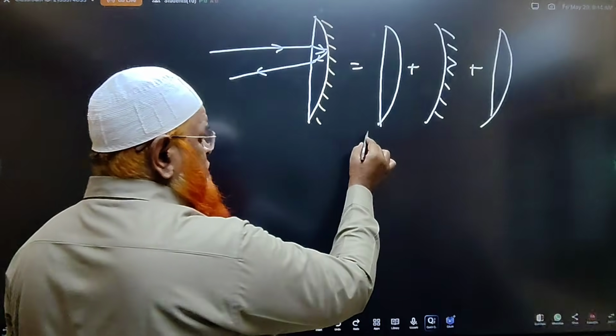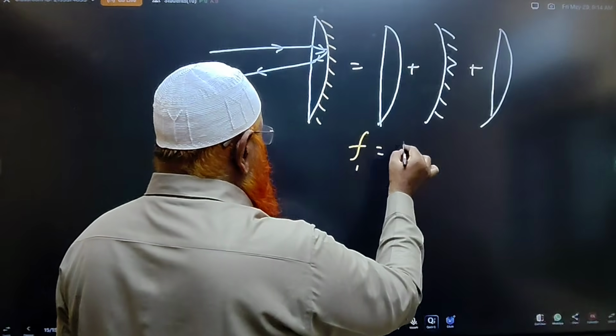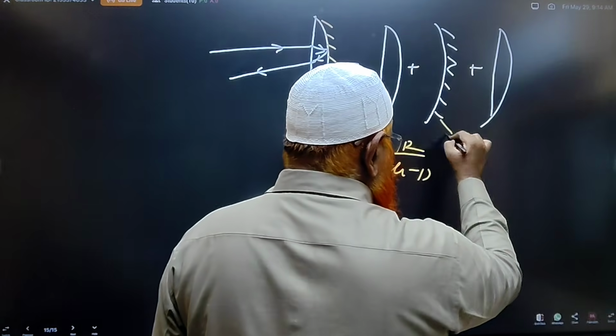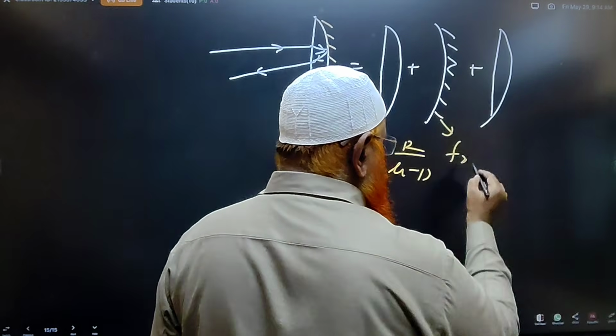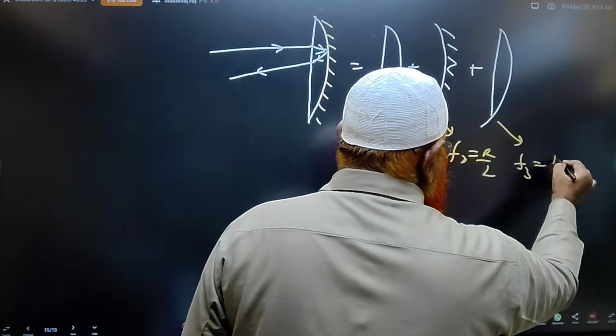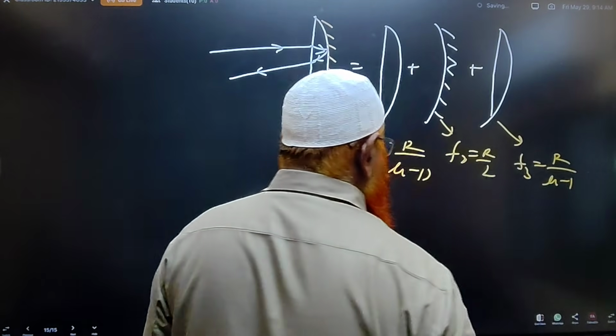Here, what is the focal length of this? The first one is r by (mu minus 1), already I told you, and this is f2, which is the curved concave mirror, taken as r by 2, and this is again f3, which is nothing but r by (mu minus 1), is it?